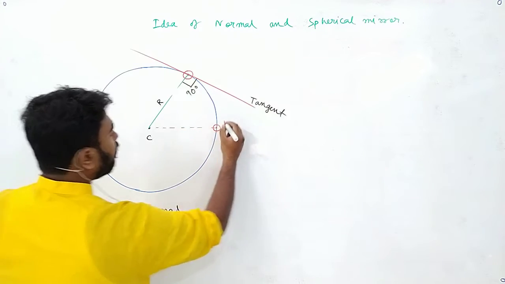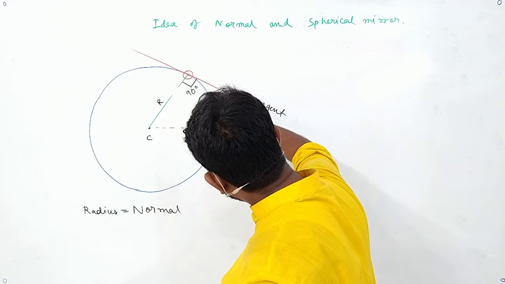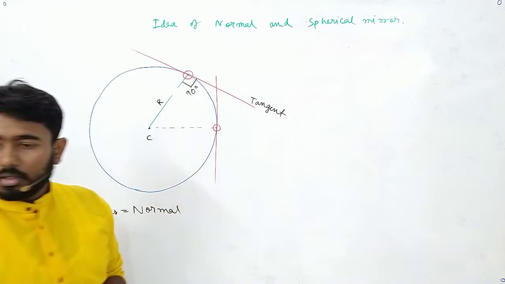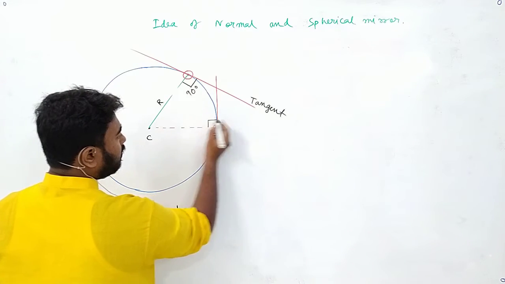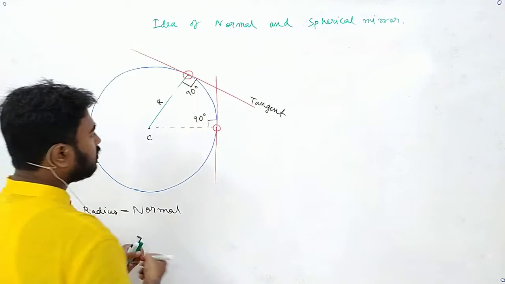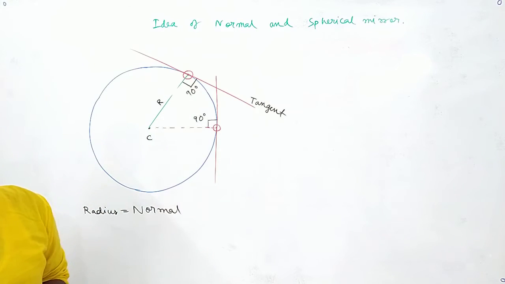Yes. So if I draw a tangent at this point, this will also be 90 degrees. So this one will also be 90 degree, right? This one will also be 90 degree. Now, so this one is also 90 degree, this one is also 90 degree.